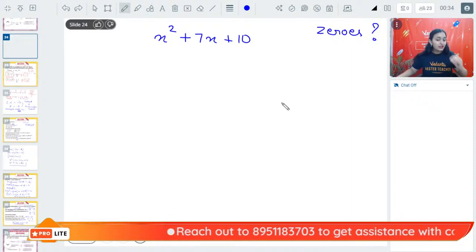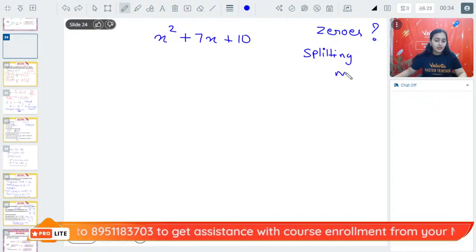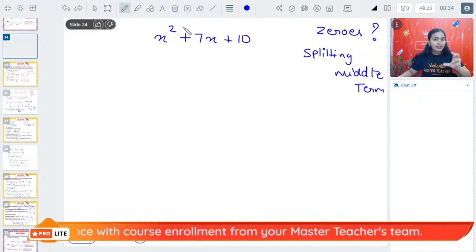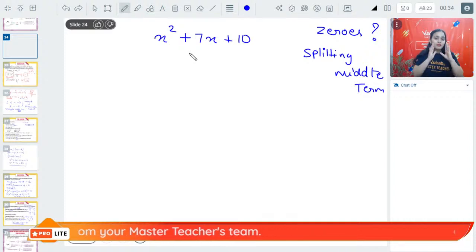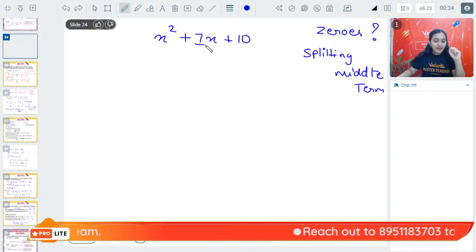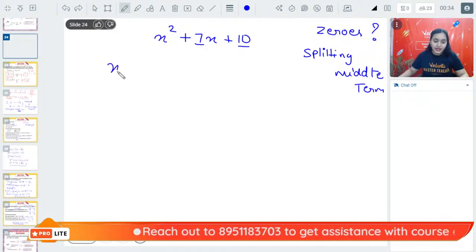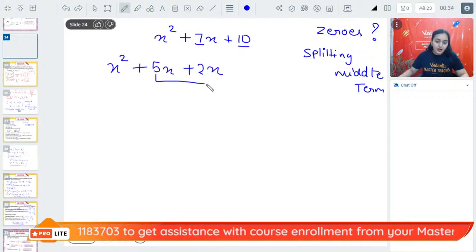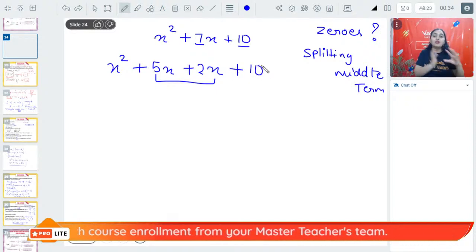Now to find the zeros of the polynomial, I am using the method of splitting the middle term. For splitting the middle term, I have to know in what way I should split the middle term such that the sum is 7 and the product is 10. Splitting the middle term says that the product of these two numbers should be equal to c into a.